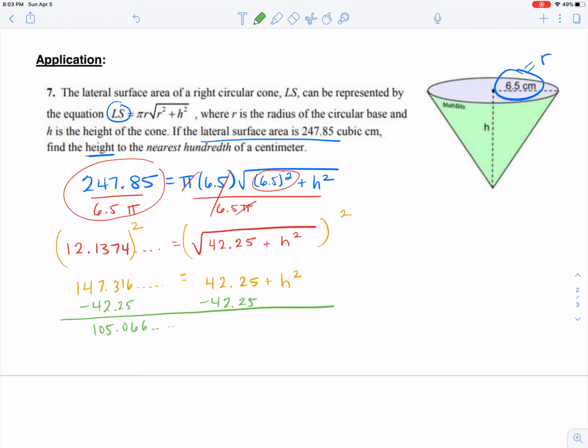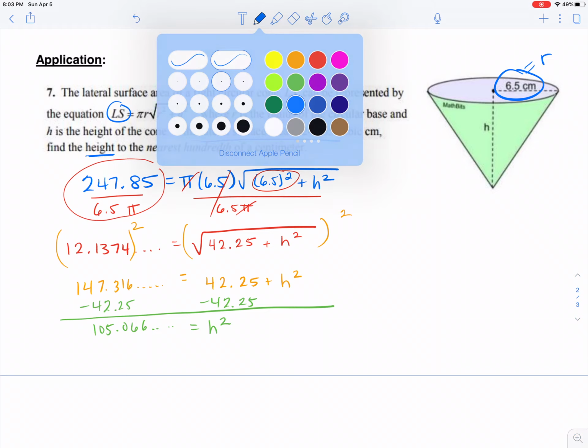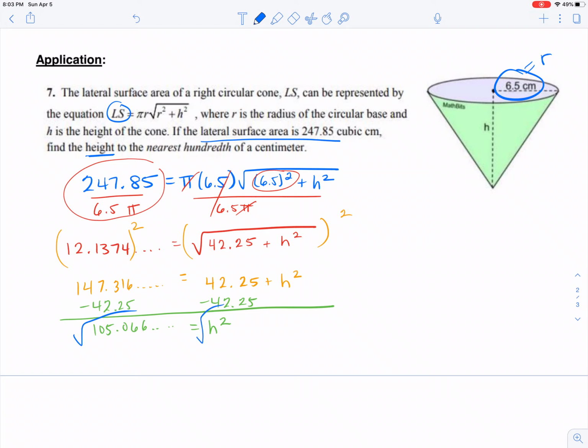And I get 105.066. Again, I keep using the exact values using the letter in the calculator. Equals h squared. And then finally, square root of both sides. And I would take the square root of that exact number and get 10.